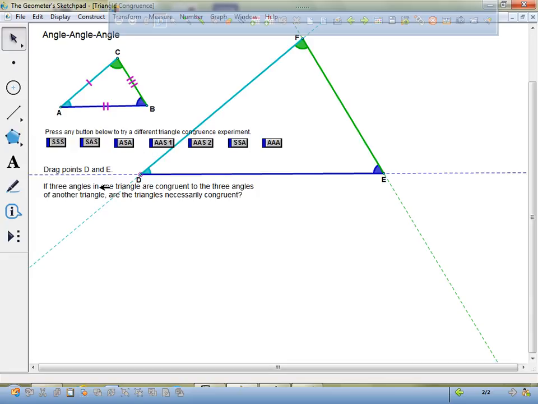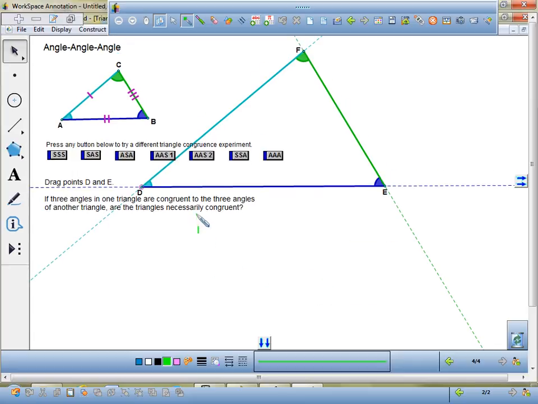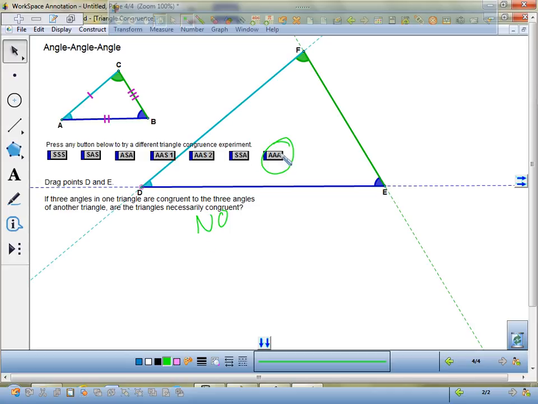So if three angles in one triangle are congruent to three angles in another triangle, are the triangles necessarily congruent? Yes or no? No. So angle, angle, angle is a no. It doesn't work. You should write that down on your conjecture sheet. Is there a place on it? No, because it doesn't work. So if you see three angles congruent to three angles in another triangle, it doesn't necessarily make the triangles congruent.